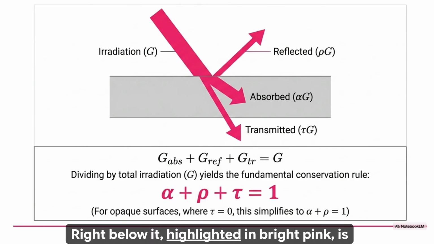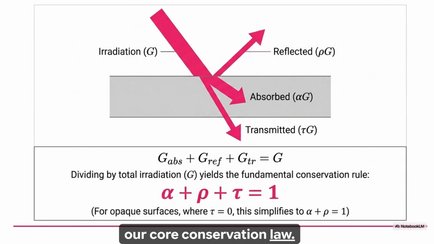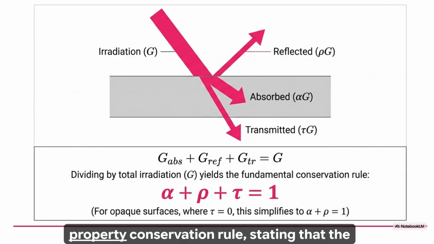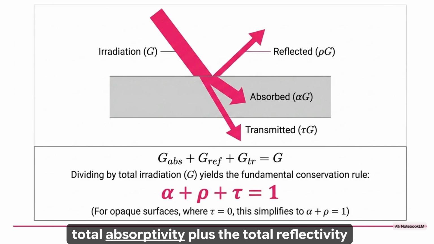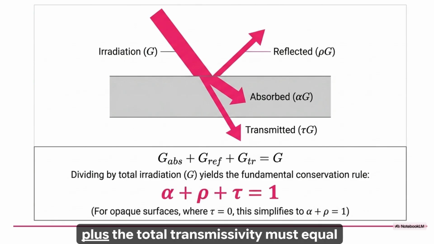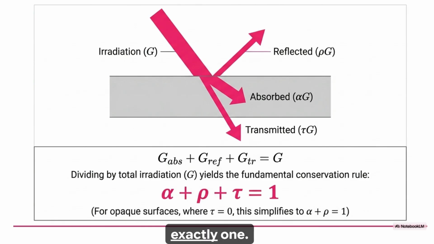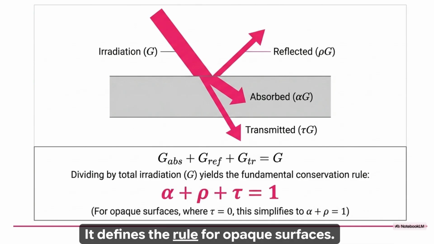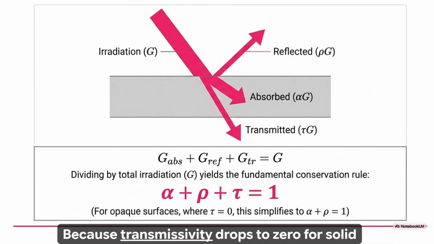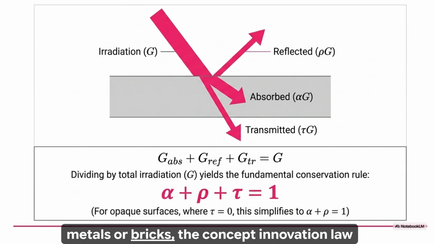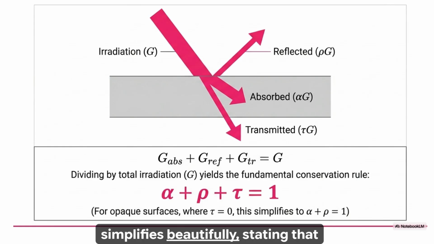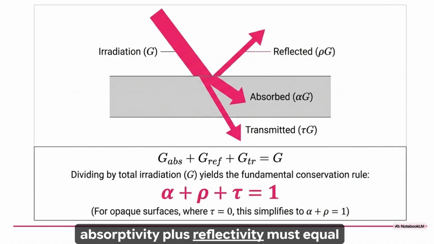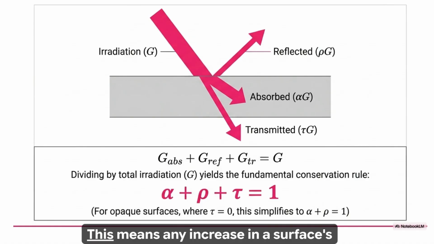Right below it, highlighted in bright pink, is our core conservation law. This primary equation defines the surface property conservation rule, stating that the total absorptivity plus the total reflectivity plus the total transmissivity must equal exactly 1. Finally, look at the parenthetical note at the very bottom. It defines the rule for opaque surfaces. Because transmissivity drops to 0 for solid metals or bricks, the conservation law simplifies beautifully, stating that absorptivity plus reflectivity must equal exactly 1. This means any increase in a surface's reflectivity directly reduces its ability to absorb incoming environmental heat.